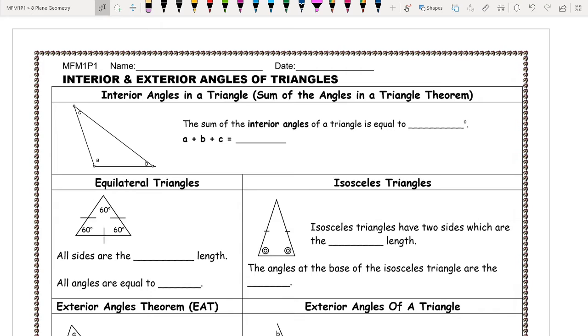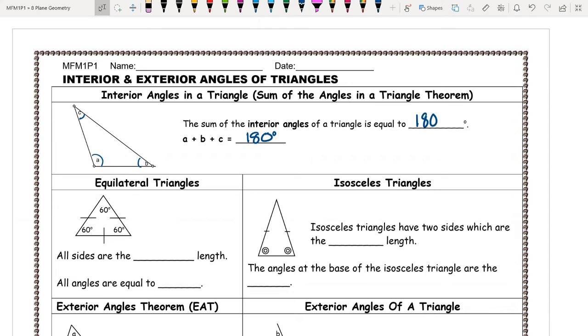Now that we've looked at basic angle relationships, we can look at the interior and exterior angles of triangles. The first rule we're going to look at is the sum of angles in a triangle theorem. The sum of the interior angles of a triangle is equal to 180 degrees. And so if we have interior angles A, B, and C, A plus B plus C is going to equal 180 degrees.